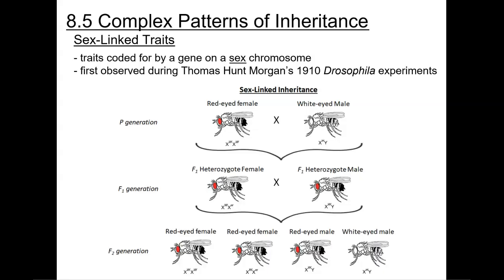Next, we have what's called sex-linked traits. These traits are going to be coded by a gene on a sex chromosome. So the X is where it's going to be found. It was first observed during Thomas Hunt Morgan's 1910 Drosophila experiment when he tested and crossed fruit flies, or gnats.